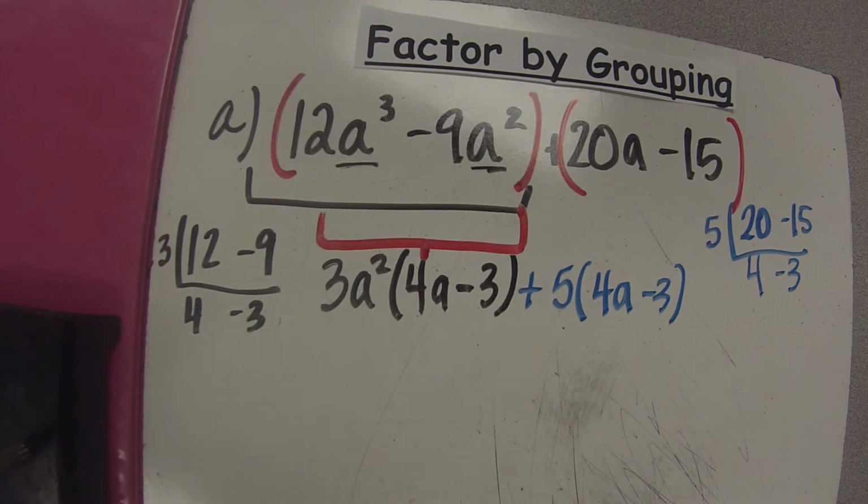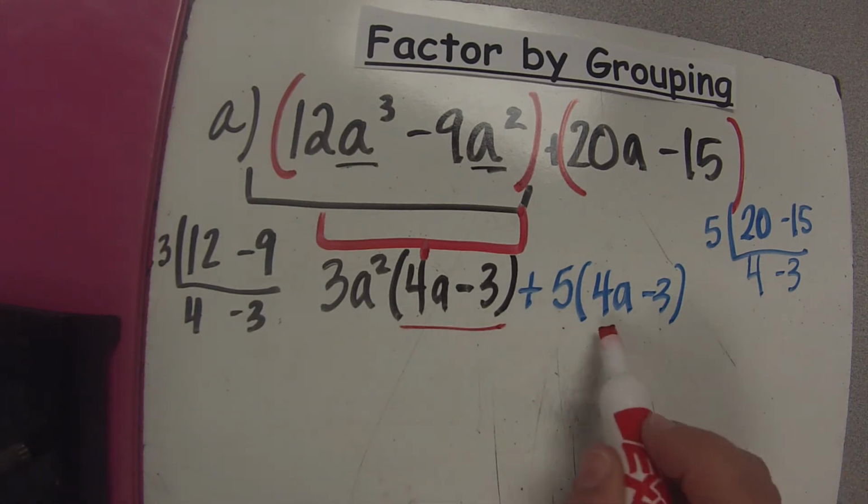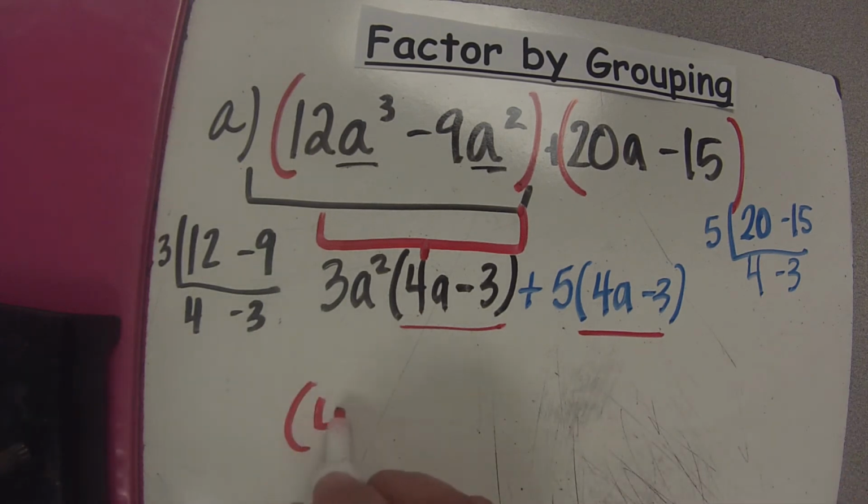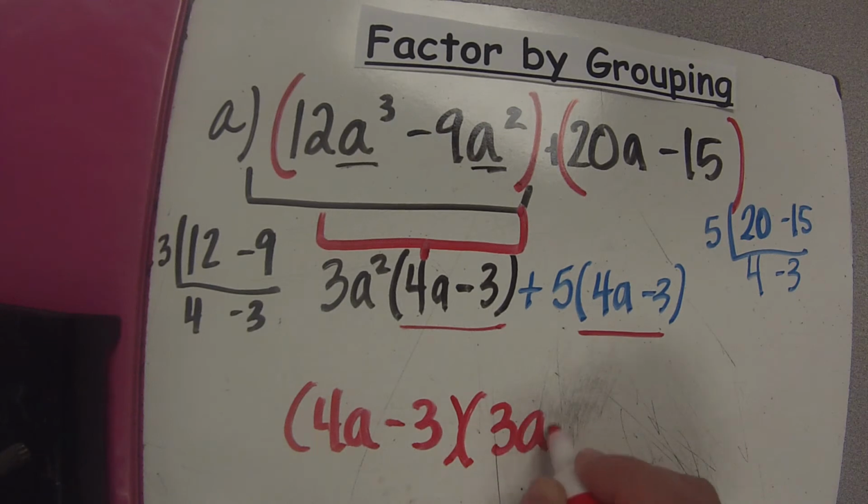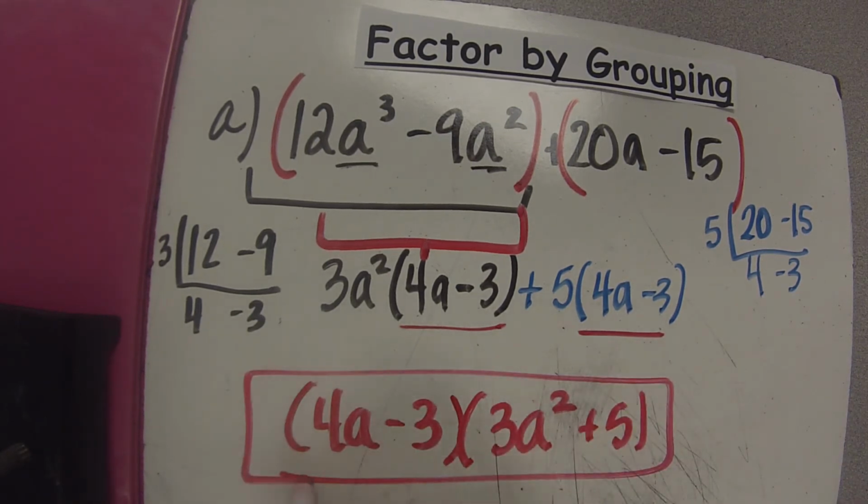Now we're not done here. What you notice is this looks exactly like the last section that we were in. I have a 4a minus 3 and a 4a minus 3 that I can pull out as a common term. And what's left over is 3a squared plus 5. And this is my completely factored polynomial. Okay, this one's a little bit longer. It takes a little bit more steps.